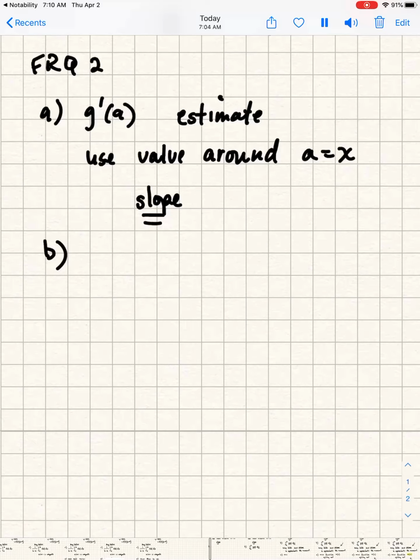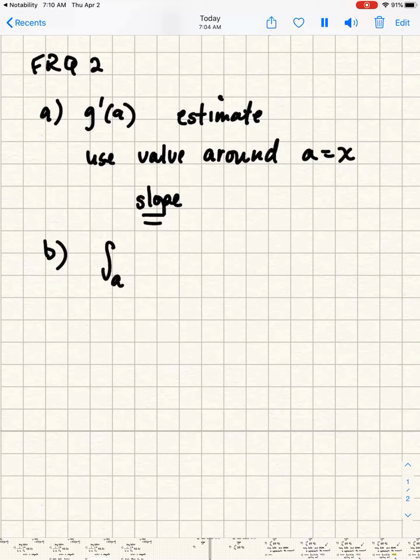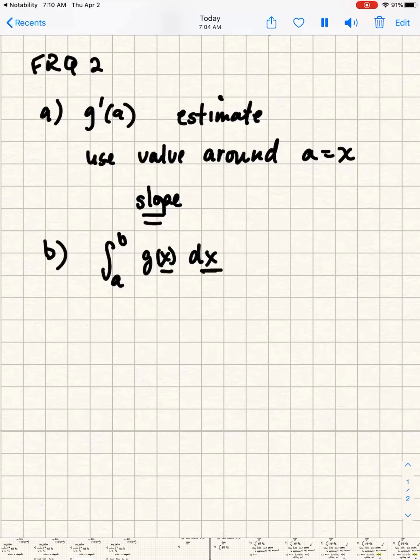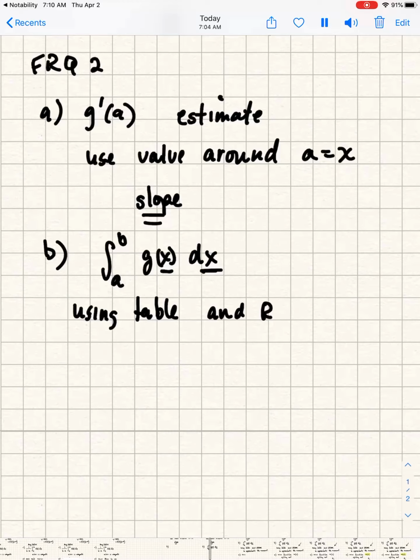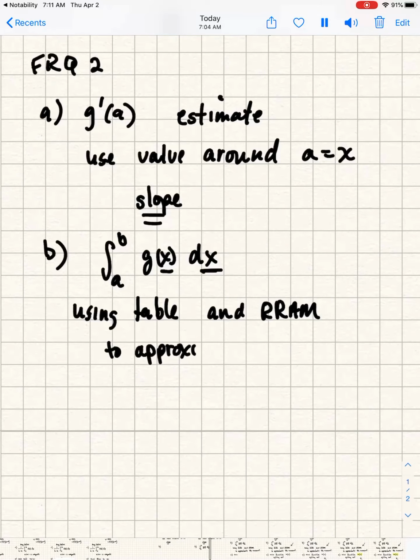On the next one, they want you to write an integral expression that totals the amount of grain in the silo. So here you're just setting up your integral a to b of whatever function they're giving you, G of x dx. In this case, it might be a different variable here, but you just want to set that up, and then you're using the table and write a Riemann sum to approximate the amount.